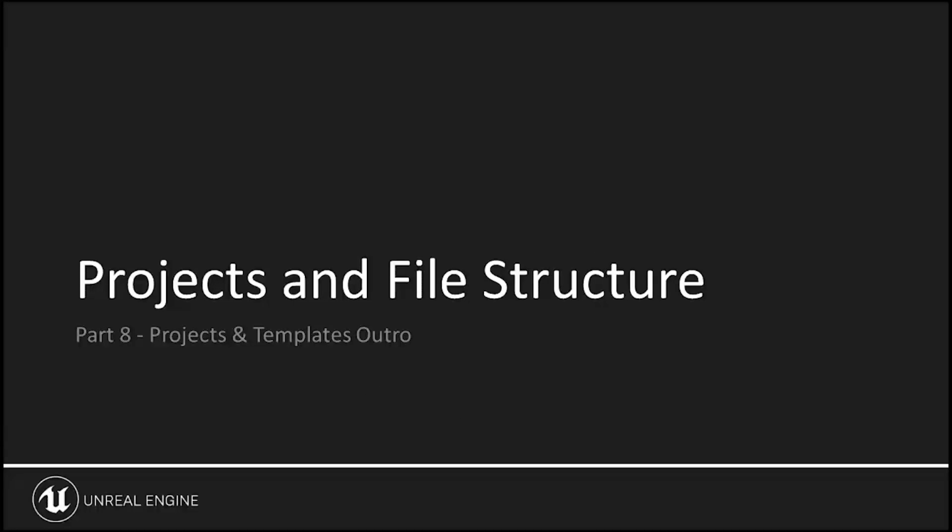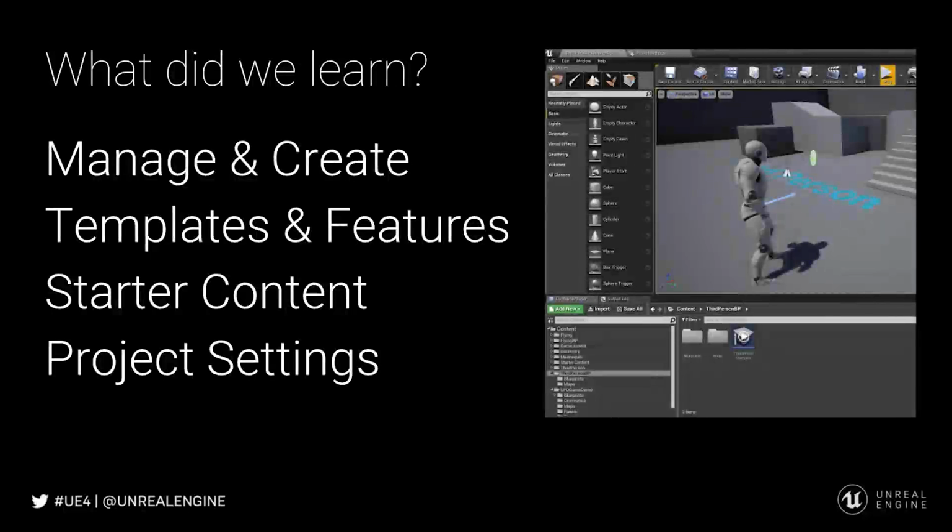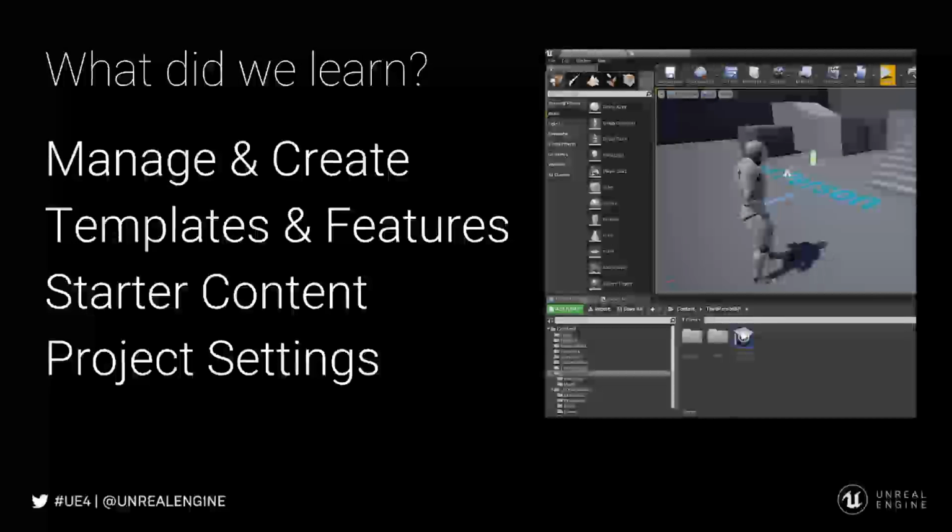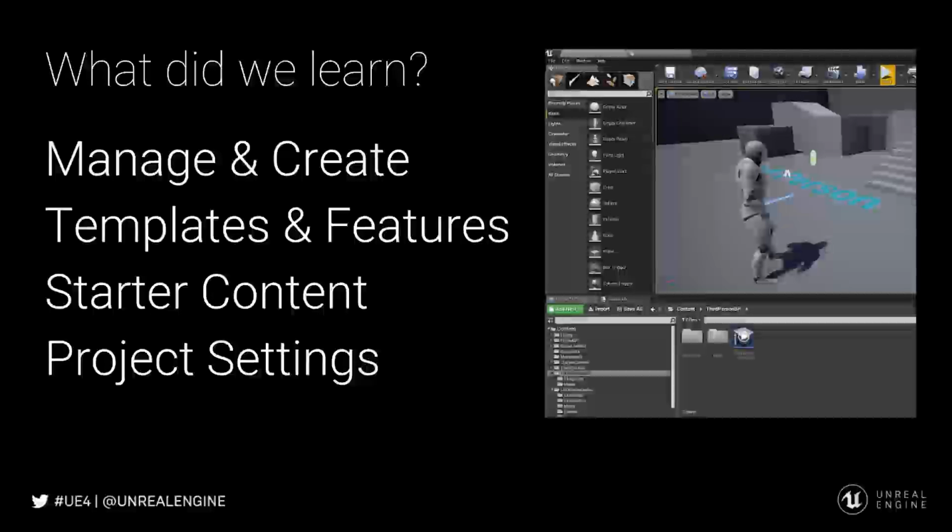And with that, we're going to go ahead and wrap up our projects and templates section. So what did we learn? We learned to manage and create new projects. While creating those new projects, we learned about templates and feature packs. They help us quickly accelerate our project. We learned about starter content. Again, quickly accelerating our project, getting it going and running right off the ground. And then we briefly looked at project settings, some of the common settings for the project that we might want to modify once we start up our new project.